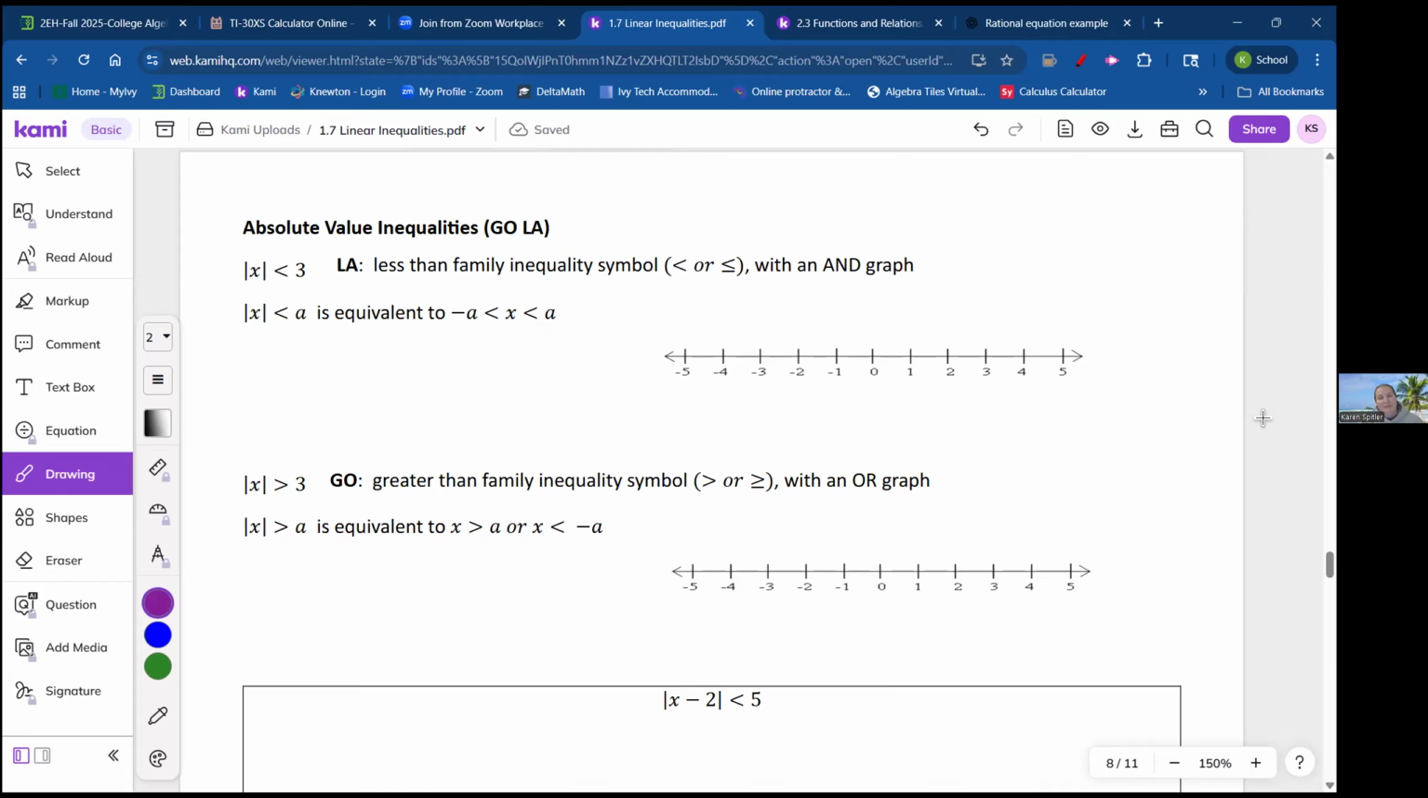So if we have an absolute value inequality, I don't like basketball. You guys can chastise me for that later.